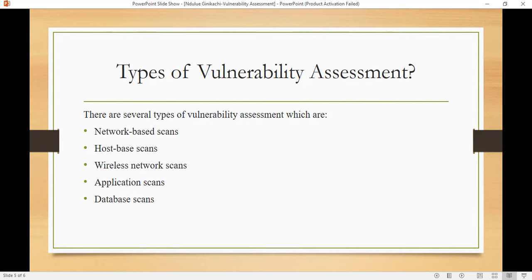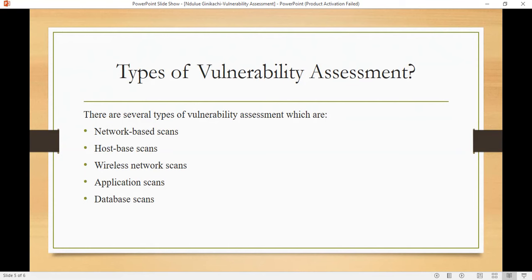Then we have the application scan. These tests a website to detect if there are any known software vulnerabilities and incorrect configuration in a network or a web application. It's just like the scenario I gave earlier. So we have the database scan. Now, the database scan is usually used to identify the weak points in a database to prevent any malicious attack.